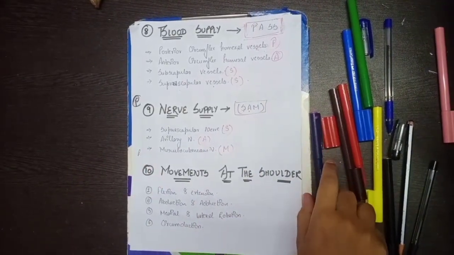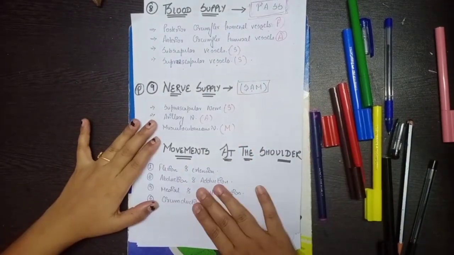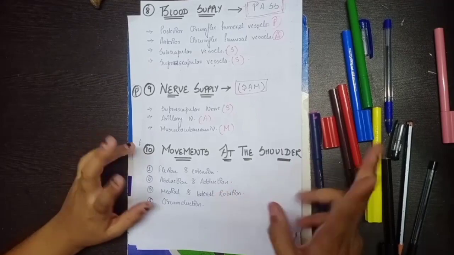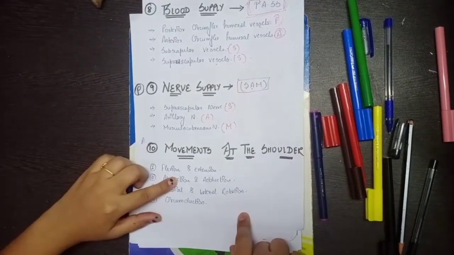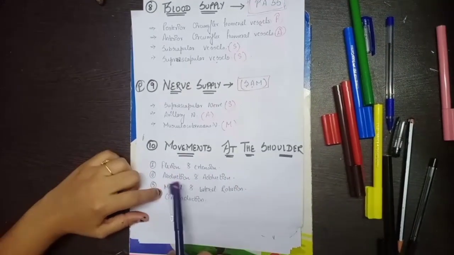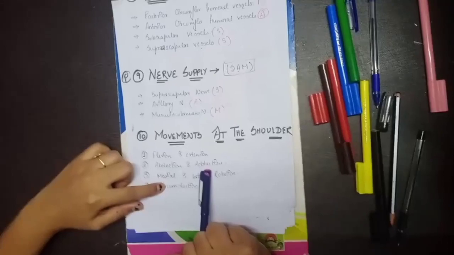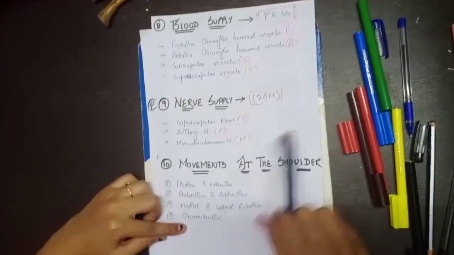Now the next topic will be movements at the shoulder joint. I'll just tell you the names of the movements. We'll take it in a pair to remember it in a better way. The first one will be your flexion and extension. The second one will be your abduction and adduction. Third is your medial and lateral rotation, and the fourth one is your circumduction.